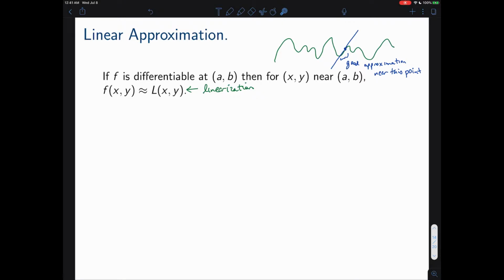Well, same thing for multivariable linearization. This linearization is a very simple function, right? We wrote down a simple formula for it, and it's a good approximation to f, as long as we don't go too far away from the point (a, b).